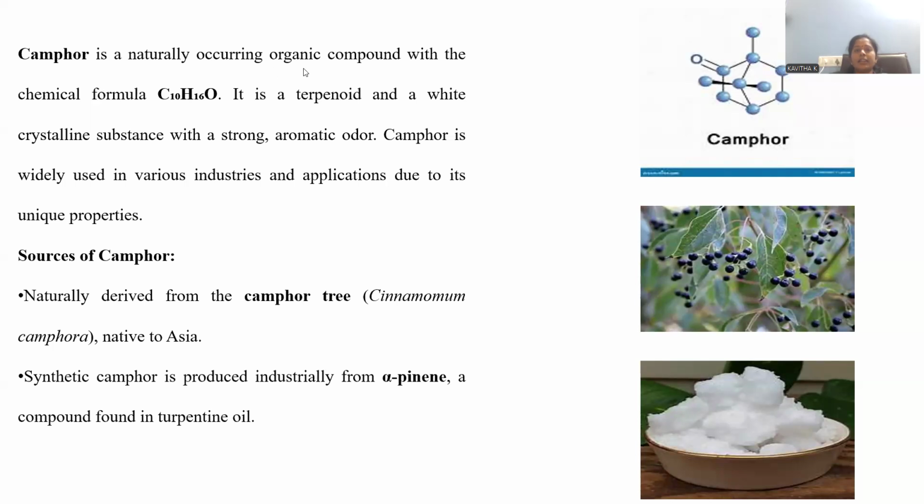Camphor is a naturally occurring organic compound with the chemical formula C10H16O. Here, if you observe, camphor is an organic compound formed from carbon and hydrogen. Isoprene is a C5 unit, so when two isoprene units are combined, it is a monoterpene. Being a cyclic compound, it is a cyclic monoterpene. It is a terpenoid and a white crystalline substance.